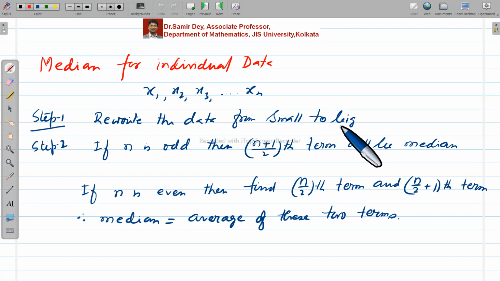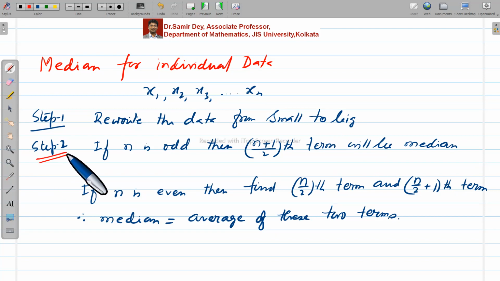Whatever the number of data you can see, if you can see the data in form, that is small to big or big to small, whatever, it's okay. If not, then you have to rewrite this in terms of small to big. So I prefer small to big. If someone is using big to small, there is no issue. Answer will be same. You can check it. Okay. So first step, to rewrite the data small to big.